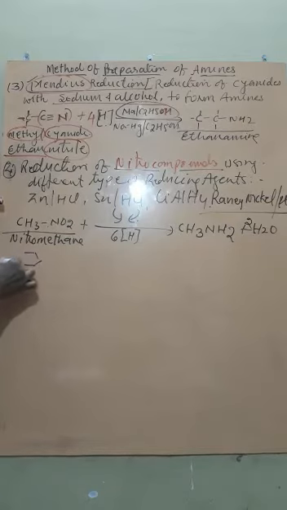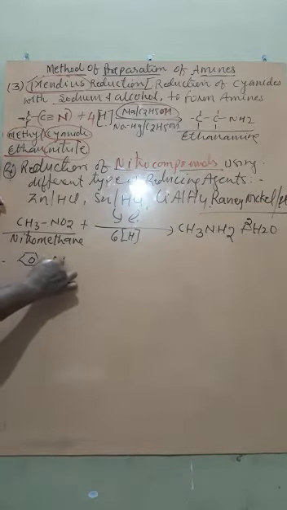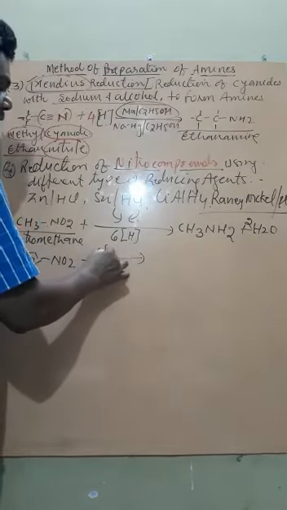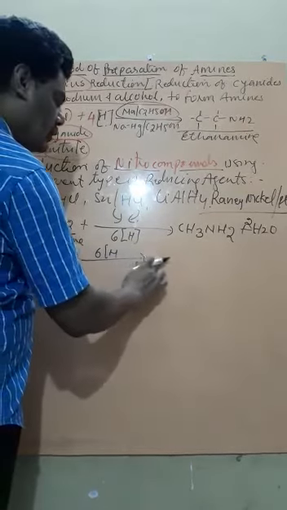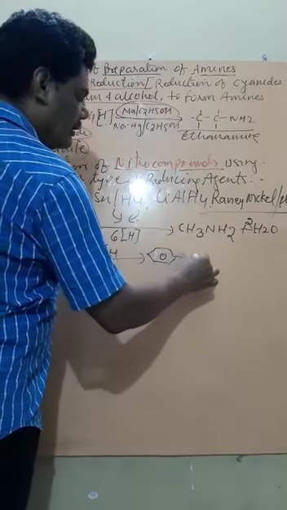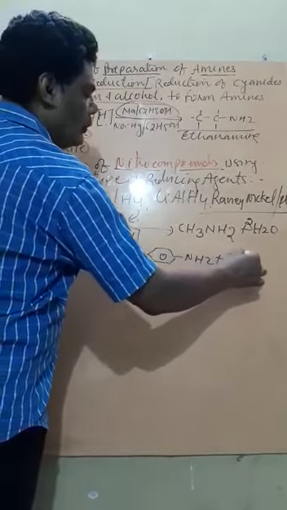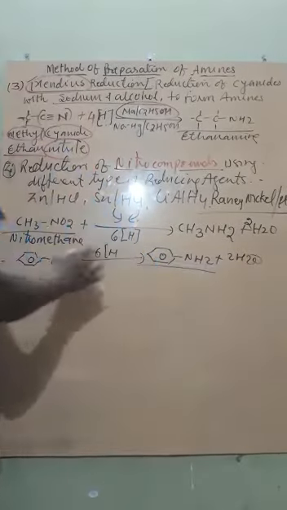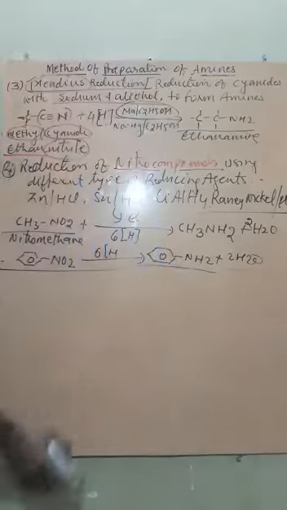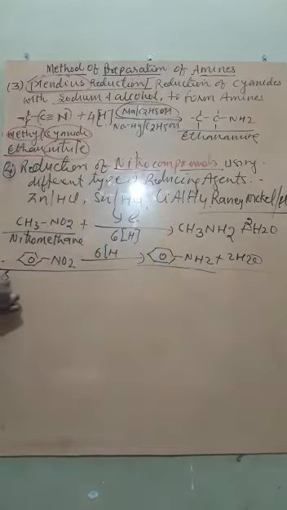Student, one more reaction is there. With this method we can also prepare from nitrobenzene, and the same reducing agents can form aniline, C6H5NH2, plus 2H2O. So aliphatic as well as aromatic amines can be prepared by this reaction. Okay, one more reaction is there.